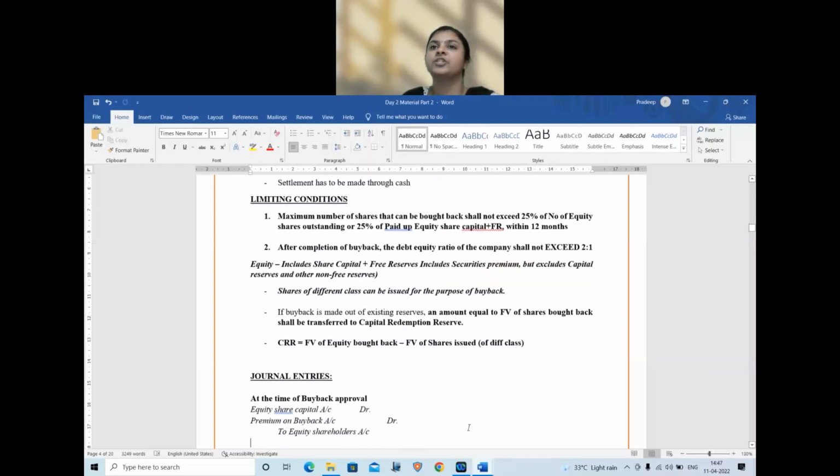So you can take down the conditions wherever relevant. What are the rules that we need to remember? 3 conditions for testing buyback and creation of CRR for the purpose of buyback. These are the points that we need to remember from the accounting perspective.